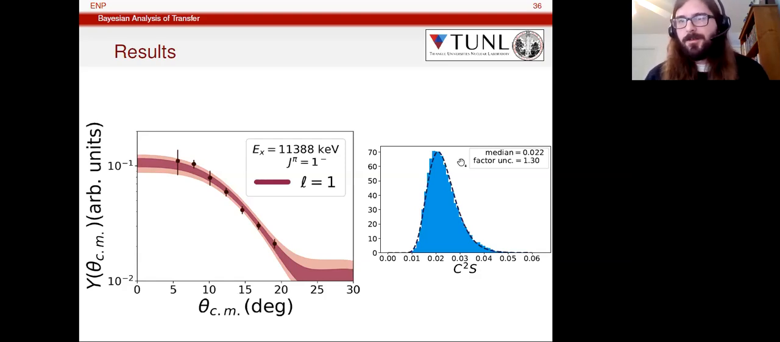the way we always want to talk about cross-sections or spectroscopic factors, which is plus or minus some percent. So in this case, the factor uncertainty is 1.30, which we would talk about as roughly a 30% uncertainty in this transfer cross-section.